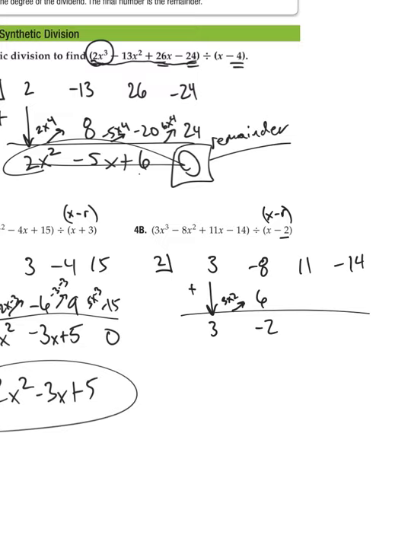Negative 2 times 2, that's going to be a negative 4. 11 plus negative 4 is 7. 7 times 2 is a positive 14. Negative 14 plus 14 is 0. So it's 3x squared minus 2x. I apologize, guys, I was reading and writing and trying to think. Coefficients, and then plus 7.